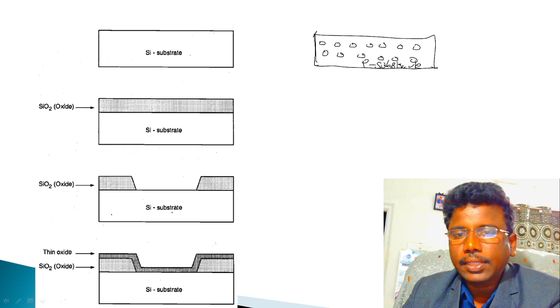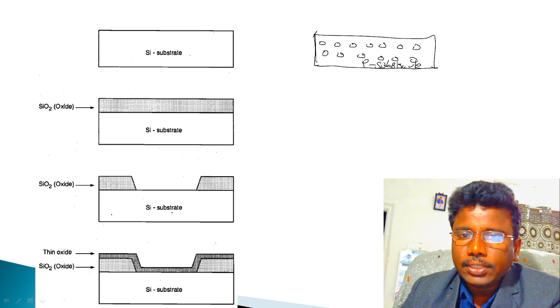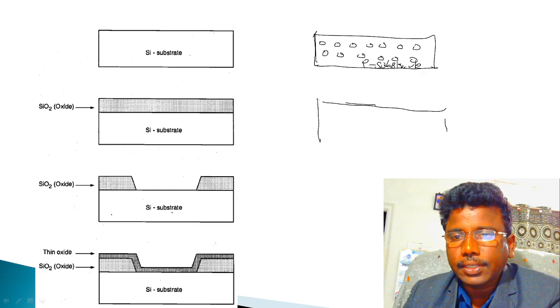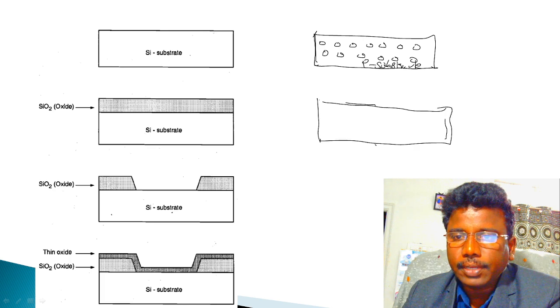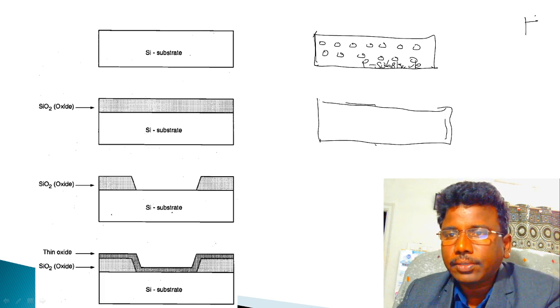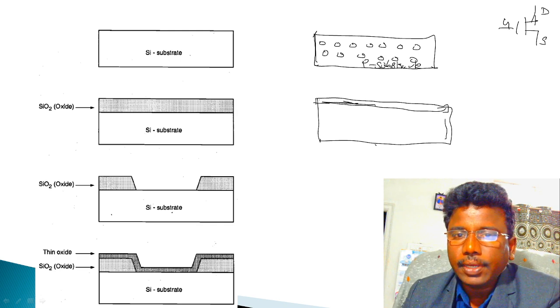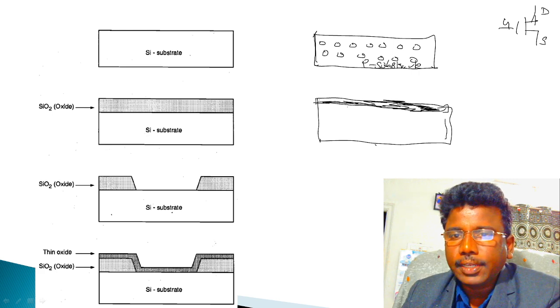In the second step, the total surface is covered with a silicon dioxide layer. It gives protection for the surface. As I said, our aim is to design source, gate and drain terminals. In that process, the total surface is covered with the silicon dioxide layer. That is the second step, which is also named the oxidation process.